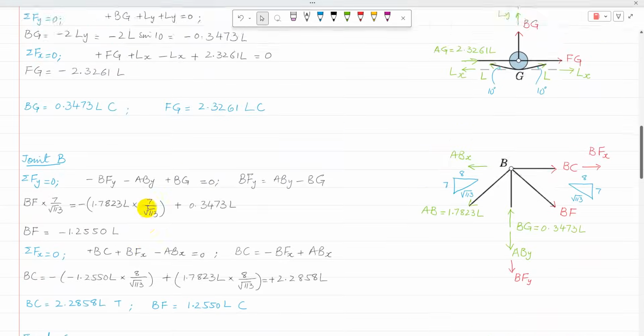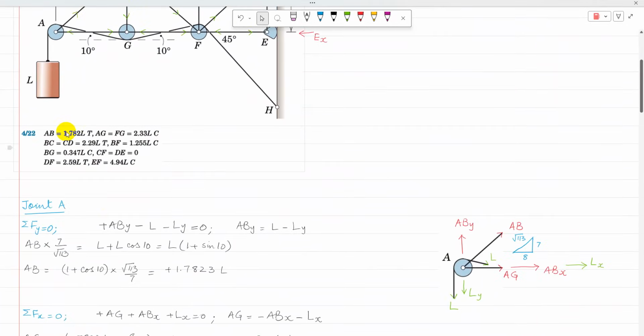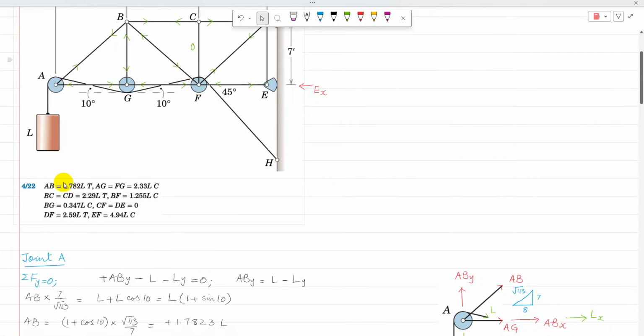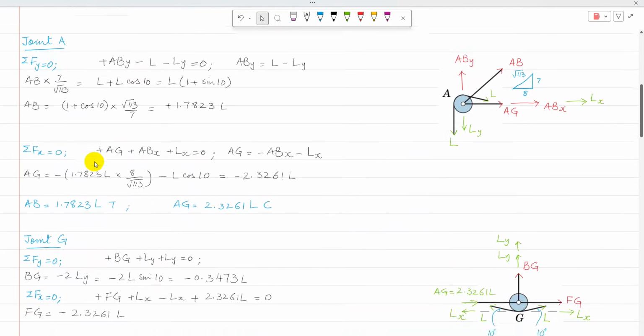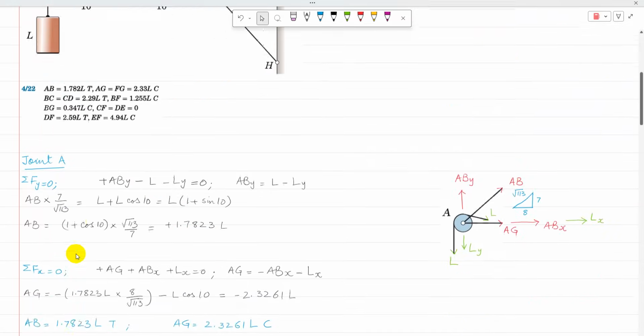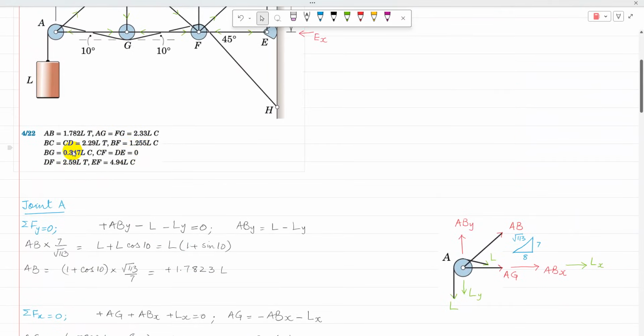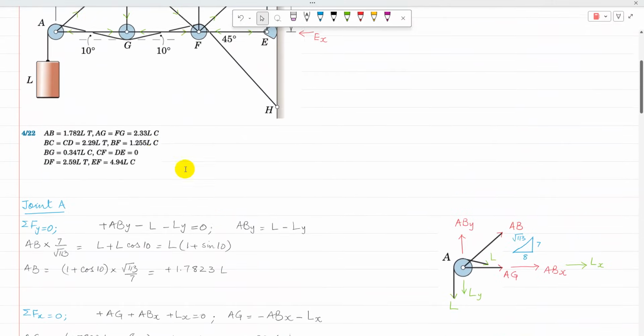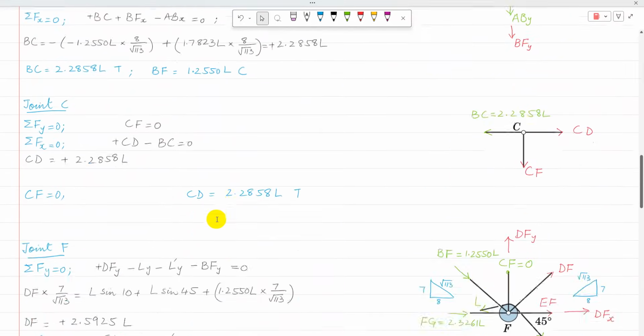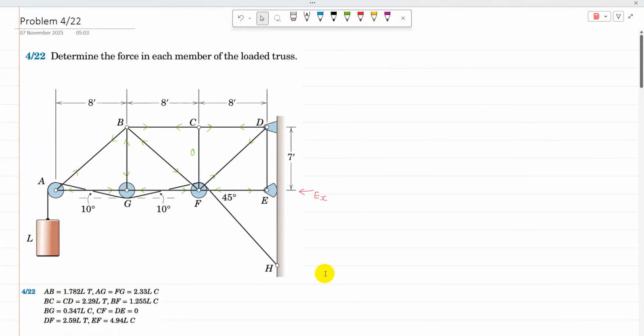Now all member forces are calculated, and here are the answers to the problem. AB is 1.72 L in tension, AG is 2.33 L in compression, BG is 0.34 L in compression, then FG is 2.3261 L in compression. All answers match the answers at the back of the book. So that is a complete solution to problem 22. Thank you very much for watching.